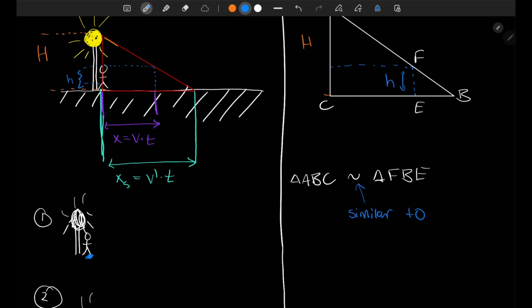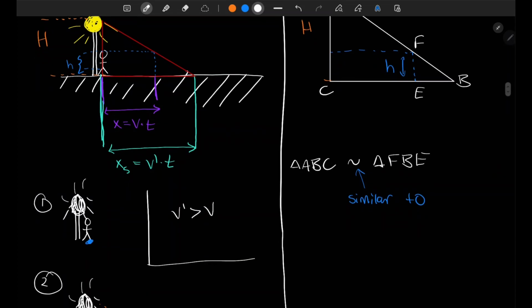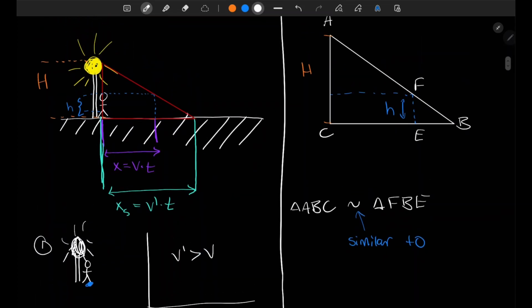The shadow is always going to be ahead of him. So that means that his shadow is moving faster than he is. So these velocities are different. And in fact, v prime is greater than v. Okay. So this is something that we know just because of these two distances that we see.